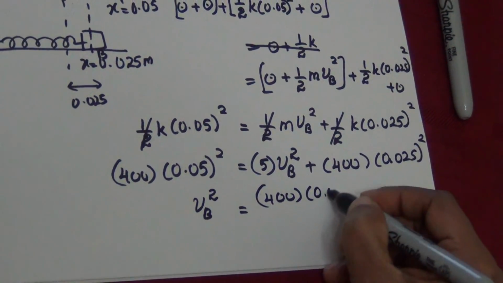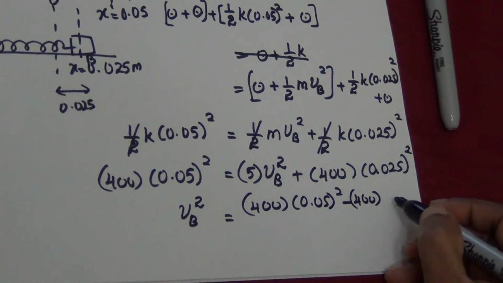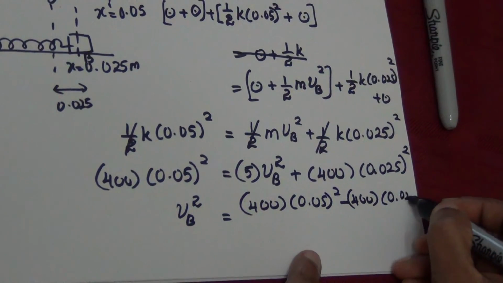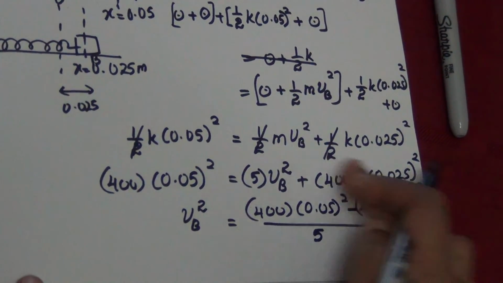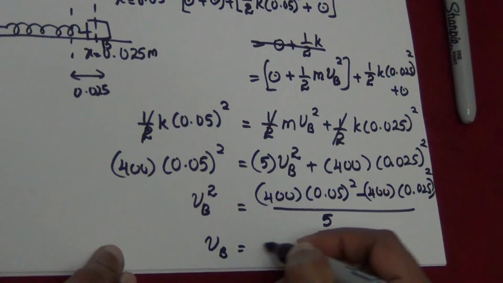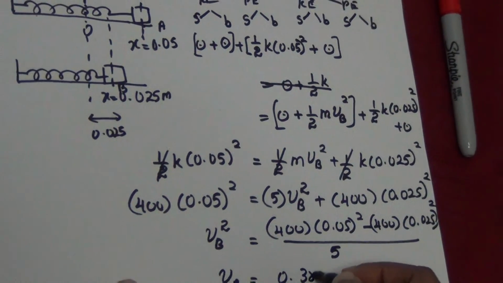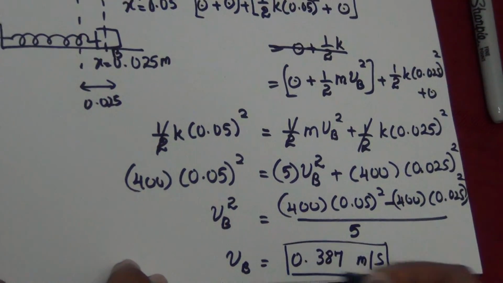400 minus 0.025 squared divided by 5. So you can solve it. Take the square root. You will get V_B as 0.387 meters per second, right?